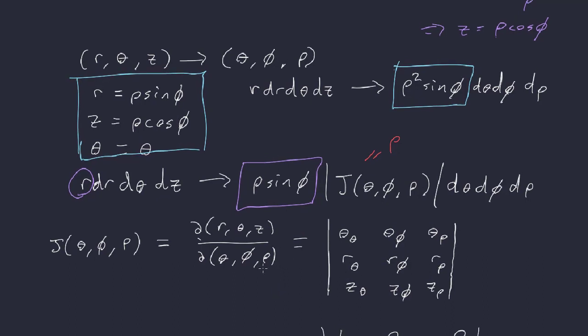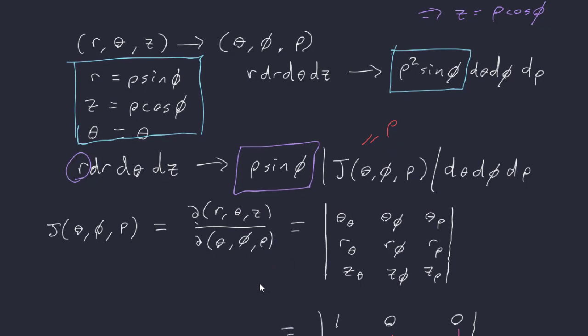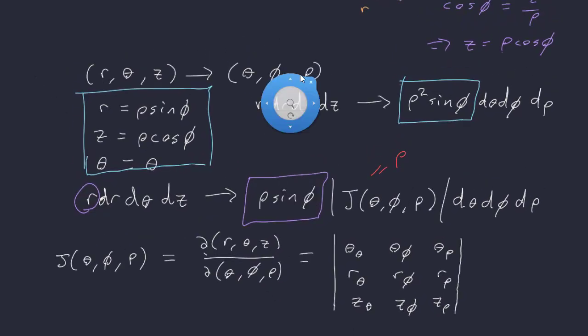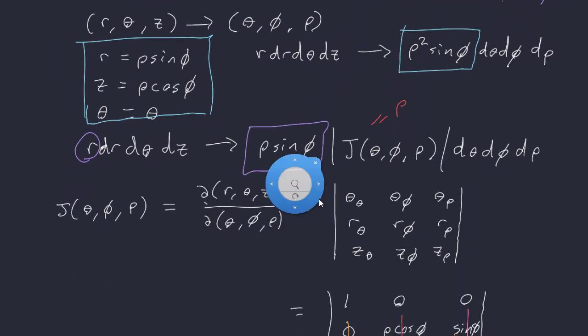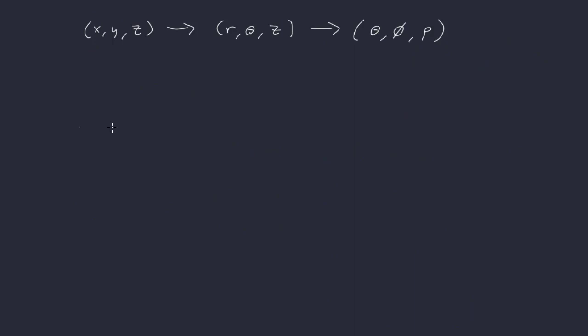We also have, from here, we can now do x into this. Okay, so as I mentioned up here, we can do x, y, z into r, theta, z, and then into theta, phi, rho, and we do it like this. So from our polar coordinates, we know that x is equal to r cosine theta, and y is equal to r sine theta, and then z just goes to z.